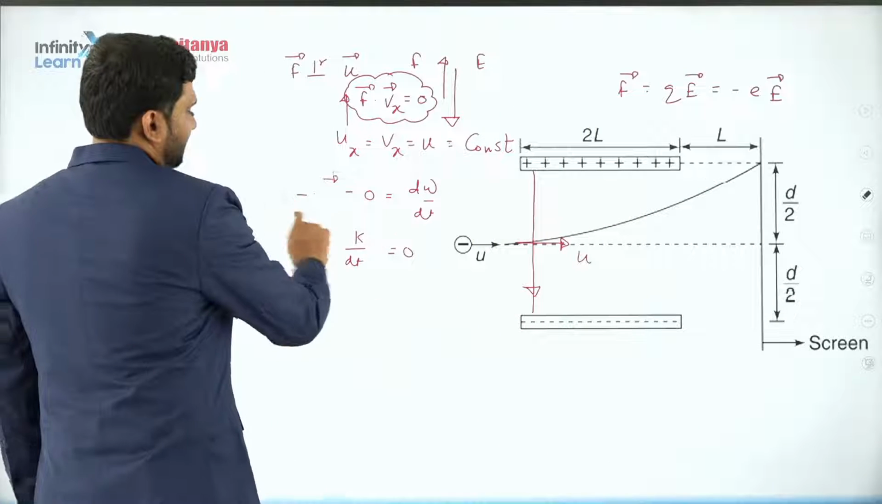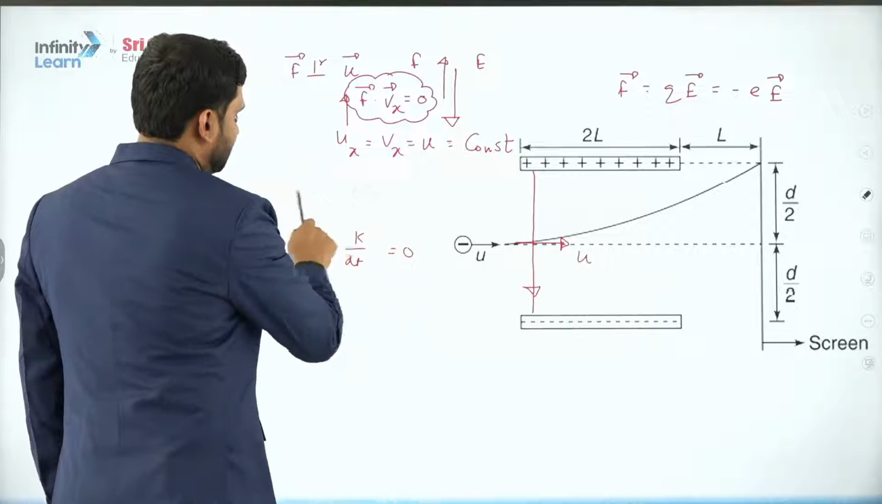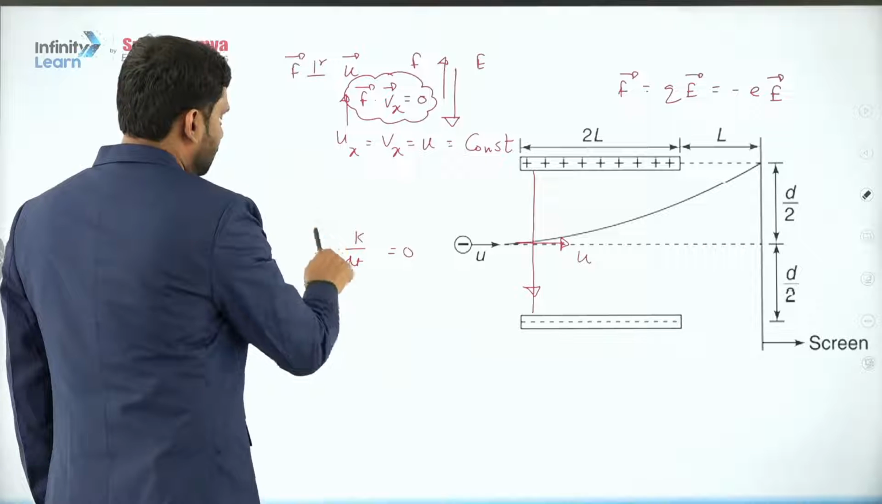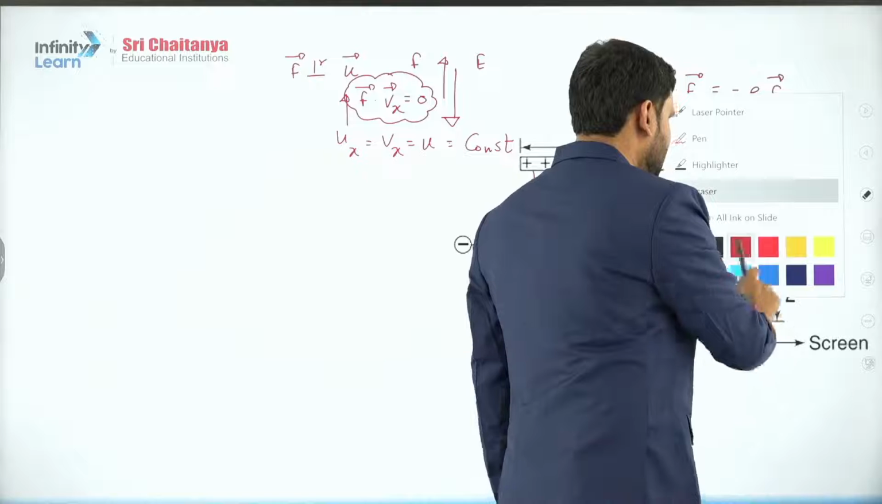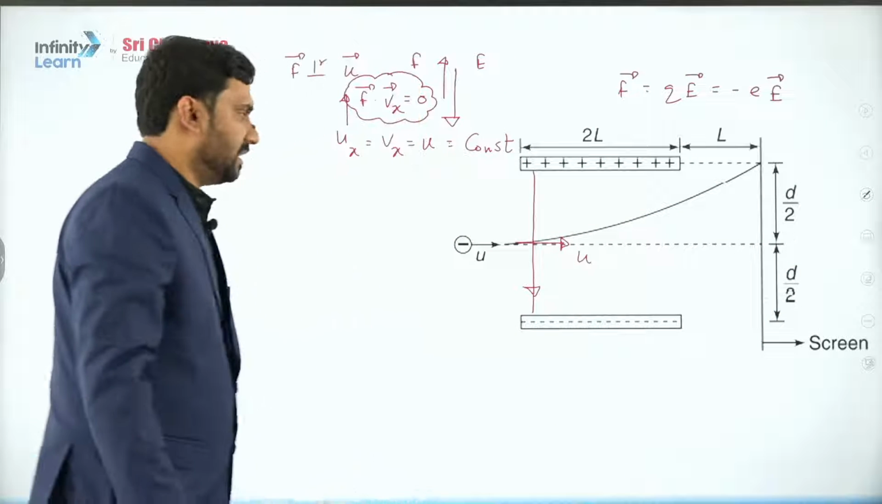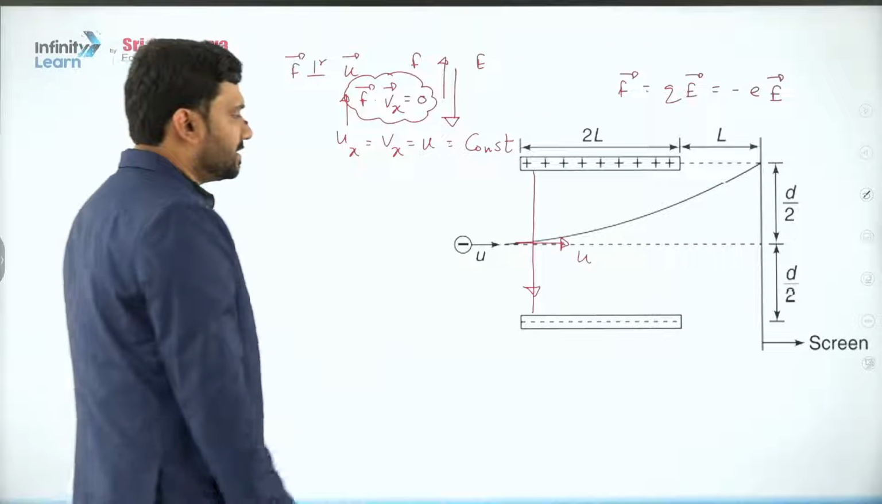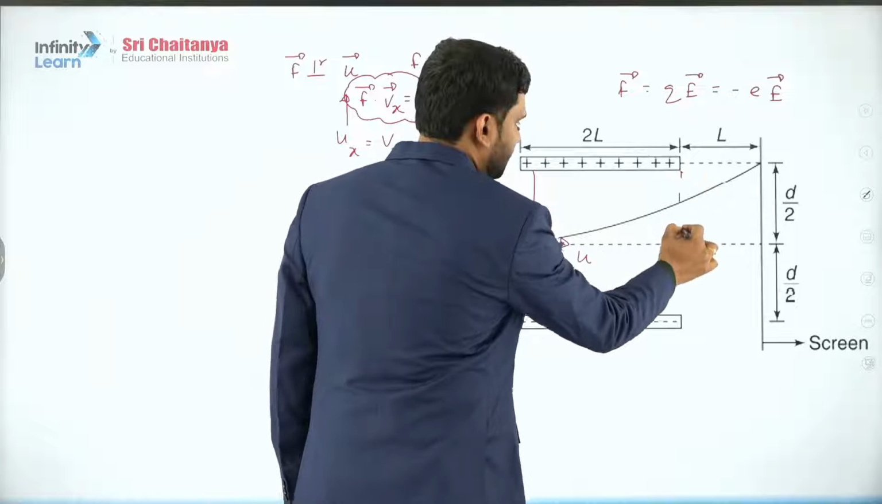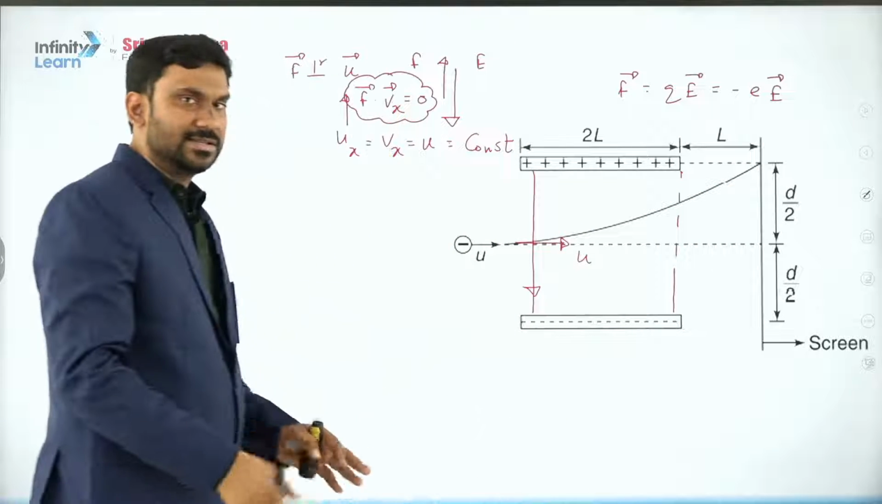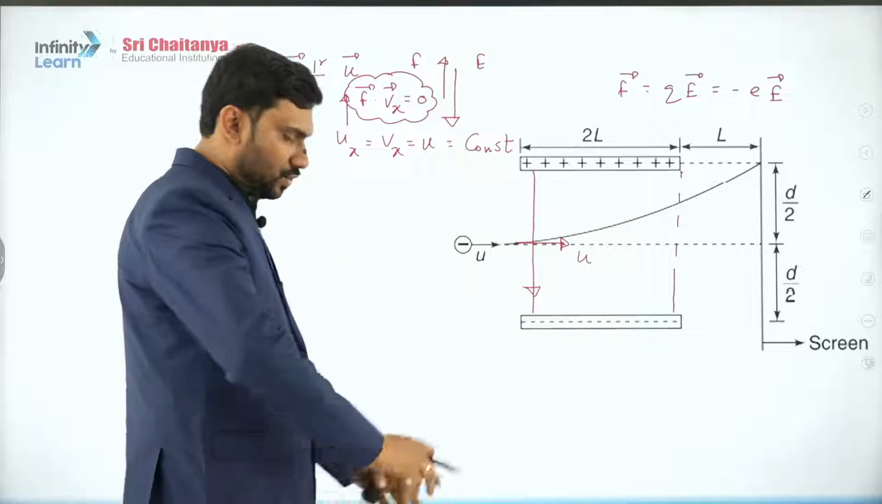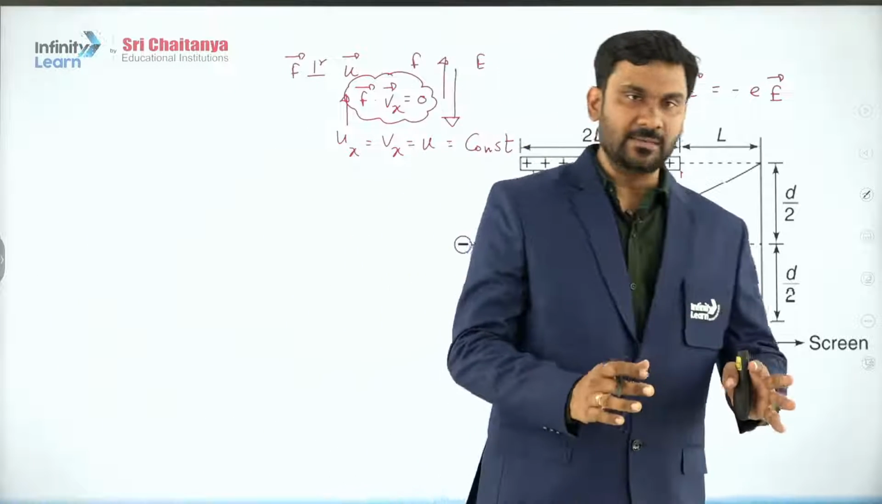So correct. Now let us get back to the question. I will divide this question into 3 different parts, or rather I should say I will divide this motion into 3 different parts. In what way? First we will consider the motion from here to here. Then I will consider from here to here, that is along X. Then I will consider along Y. So in 3 different ways we are going to deal with the motion.